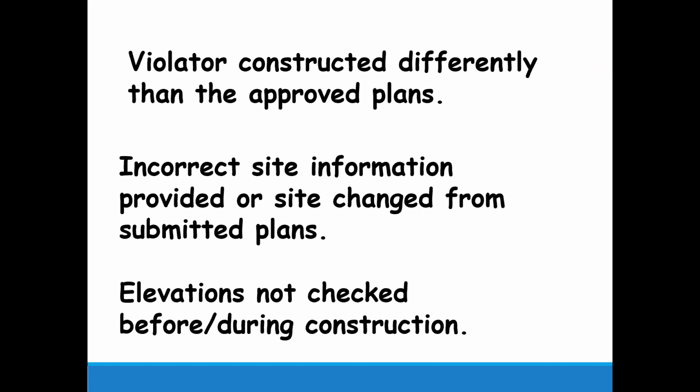And then just a little bit more on violations, because again, this is a common thing. And again, we do have classes just on violations. It could happen if they have constructed differently than their approved plan, or they had incorrect site information, which goes back to doing inspections. And then people just not checking the elevation before or during construction can lead to issues.